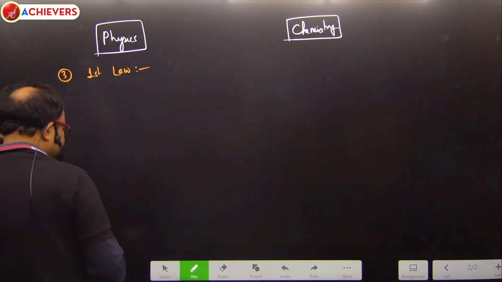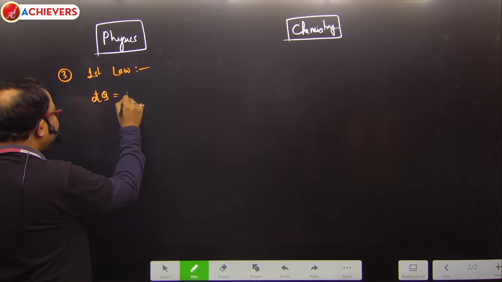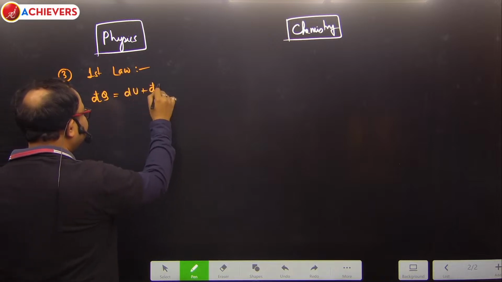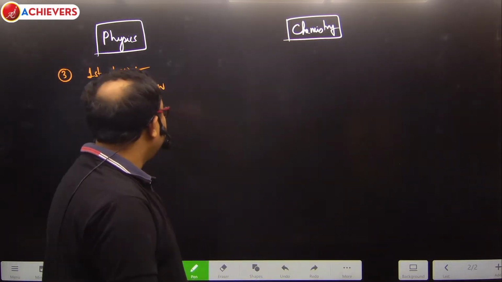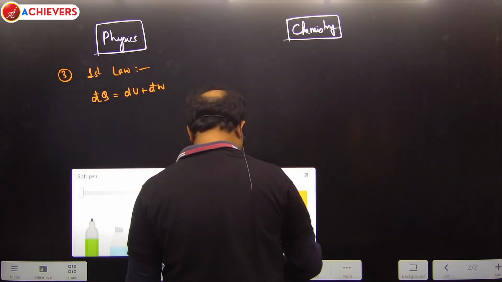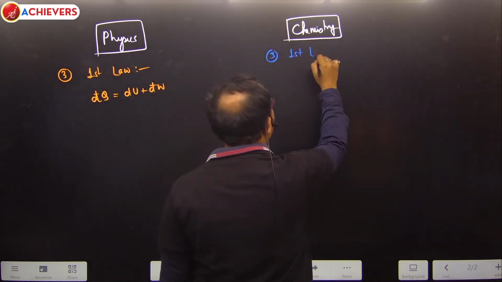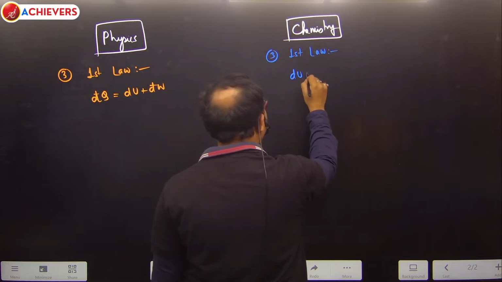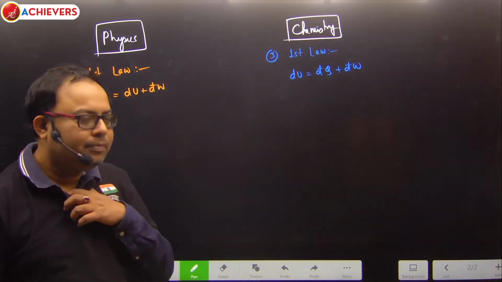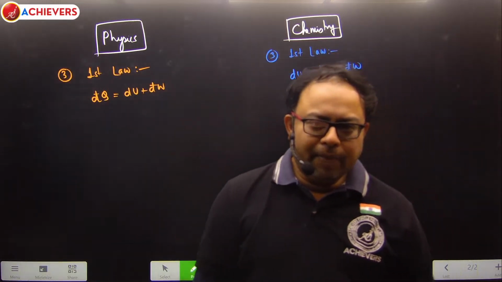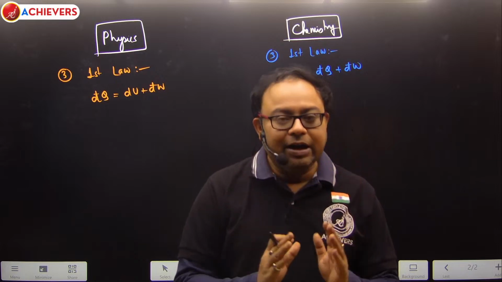In physics, we write first law as d cut Q equal to dU plus d cut W. And in chemistry, we write the first law as dU equal to d cut Q plus d cut W. But both the cases will boil up into a common equation.